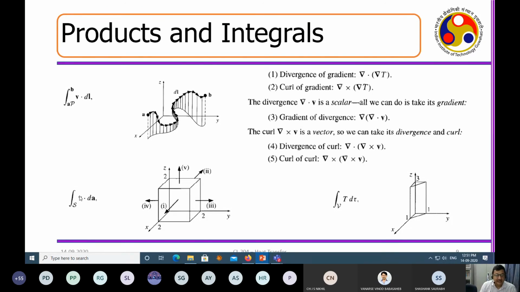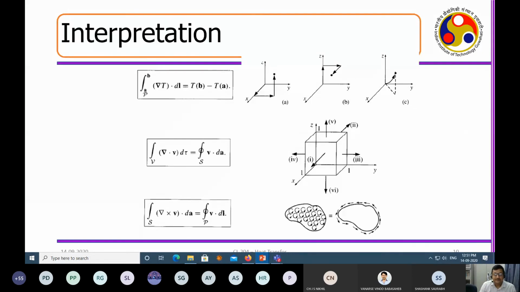So this is v here. Now you can go for gradient of T dA. That means how the temperature is changing across A. We'll come to that when we derive these conduction equations and all. So you can see different types of interpretations associated with that.